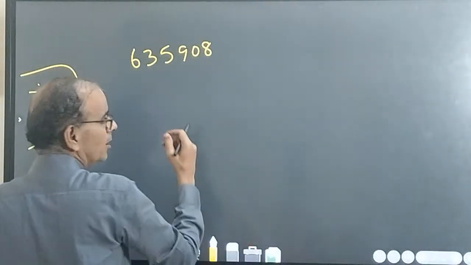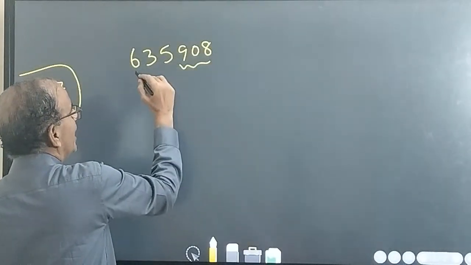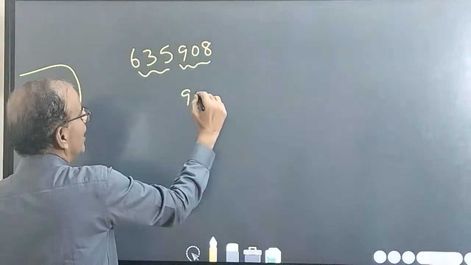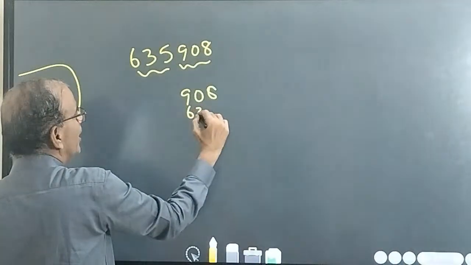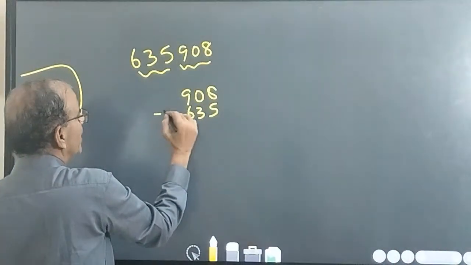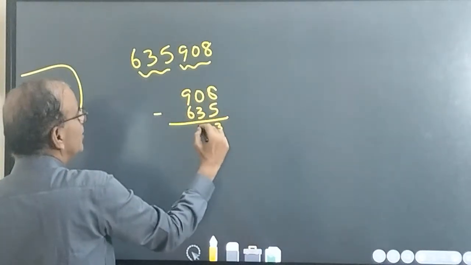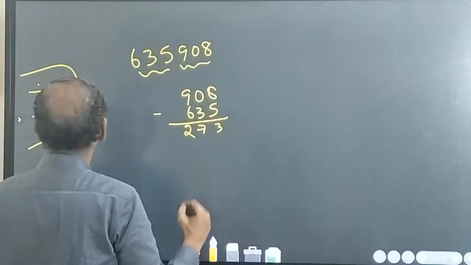What you do, from the right side you take 3 digits, again you take 3 digits. Suppose 908, you take this 635. எது பெரிய நம்பரோ அதிலிருந்து you subtract. 8 minus 5 is 3, 10 minus 3 is 7, 8 minus 6 is 2.